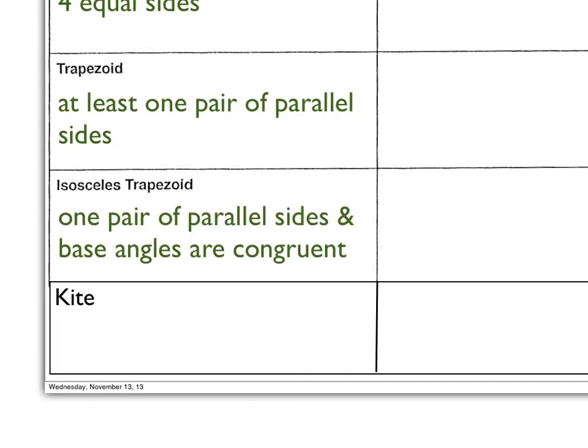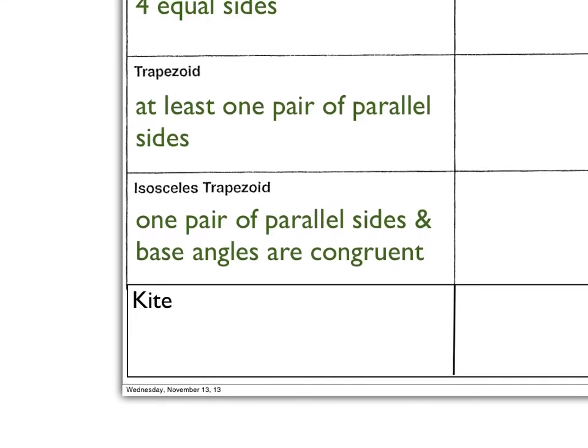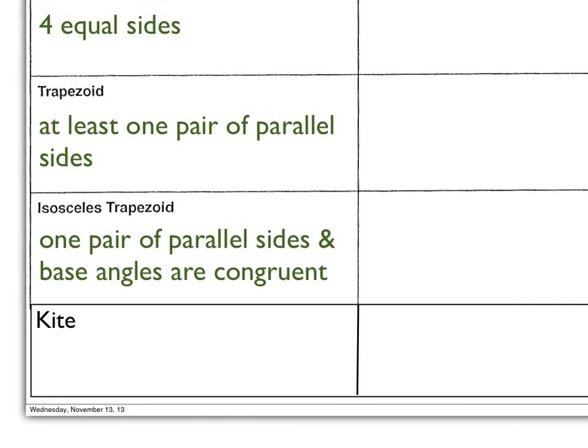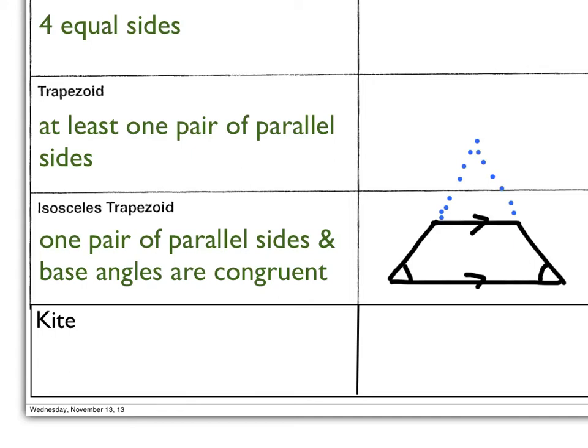Isosceles trapezoid has 1 pair of parallel sides, just like a trapezoid. But then, basically, these other 2 sides have to be equal because these base angles are equal. Okay, so 1 pair of parallel sides, and then base angles that are congruent, just like an isosceles triangle. It's like you had an isosceles triangle, and it got cut off on its way up to the vertex. Okay, that's an isosceles trapezoid.